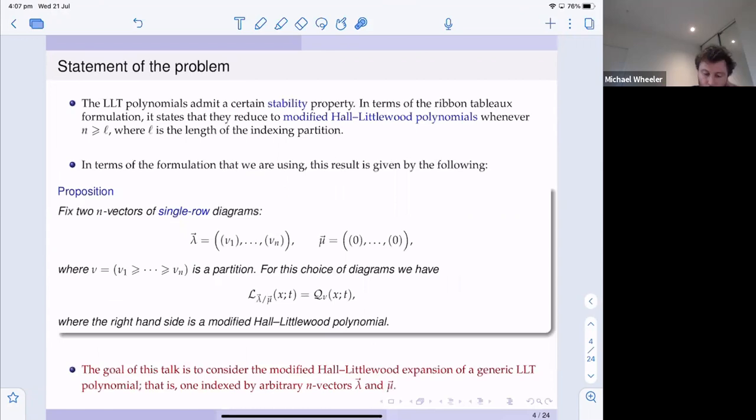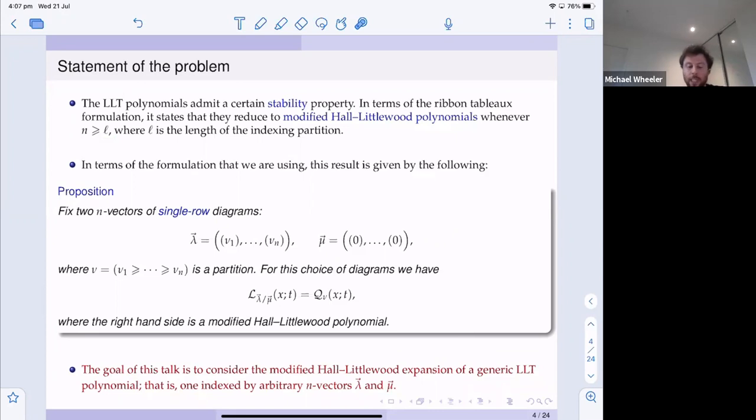And there's one further reduction, which I think was also mentioned yesterday, again, and that is that LLT polynomials have a certain stability property. So let's say a little bit about this. In terms of the original formulation that made use of ribbon tableau, it says that they reduce to modified Hall Littlewood polynomials when the rank of the algebra n is greater than or equal to L, where L is the length of the indexing partition.